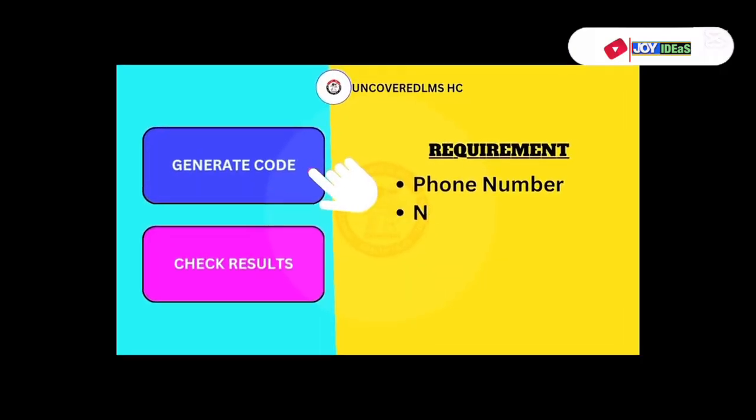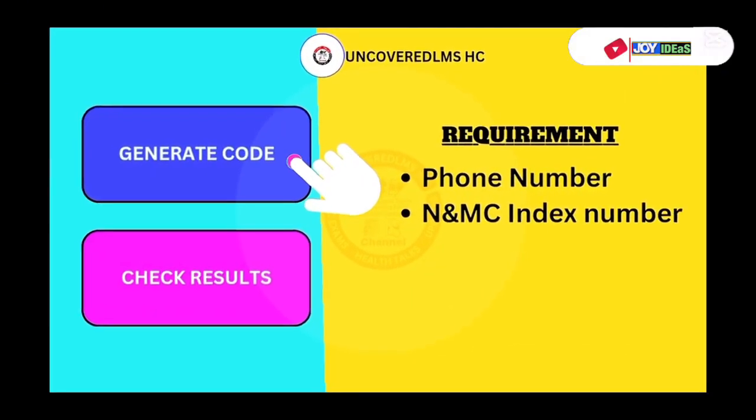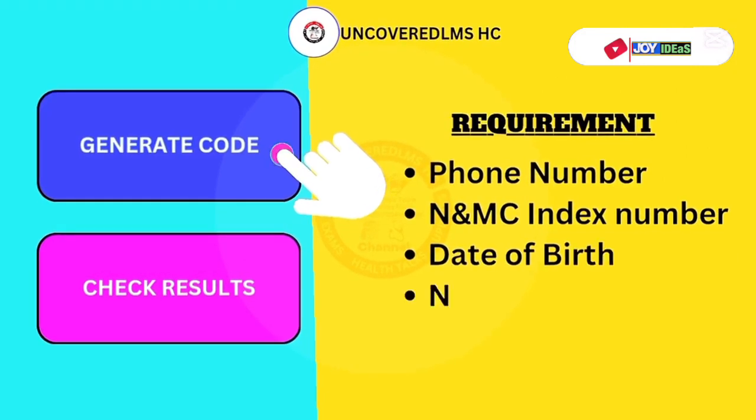Before you check your NMC results, these are the requirements you need to note: your phone number, NMC index number, date of birth, and results code. Make sure you have all these details available before you visit the check-in portal. Then you tap on Generate Code.